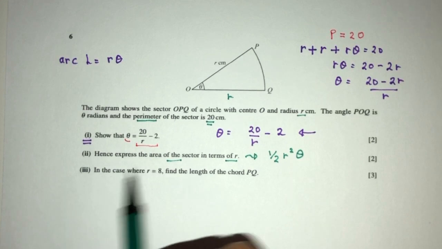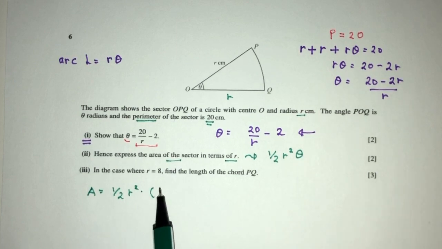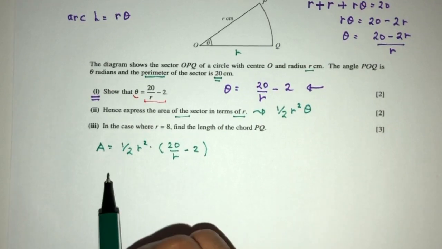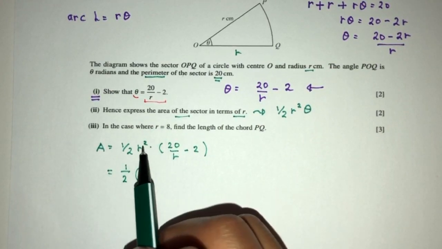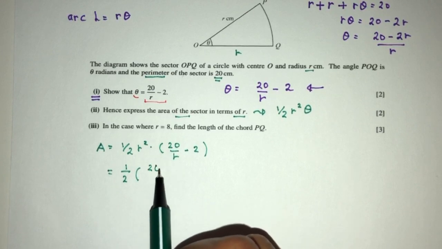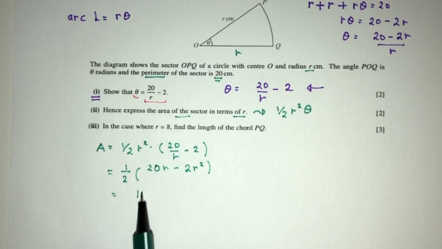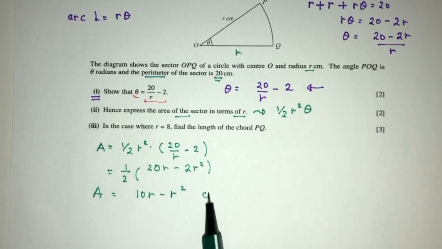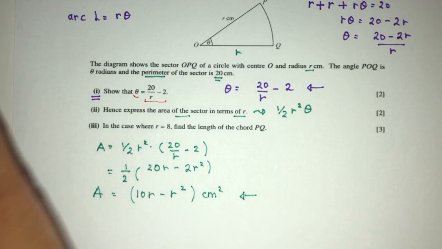Now part 2, area is equal to half R squared. Now theta, we know it is also equal to 20 over R minus 2. Okay, simplify. We can first leave the half outside. Let's bring the R inside first. So R squared times this will be 20R minus 2R squared. Divided by 2 will be 10R minus R squared. So this will be area in terms of only R. Okay, this will be your answer for question part 2.